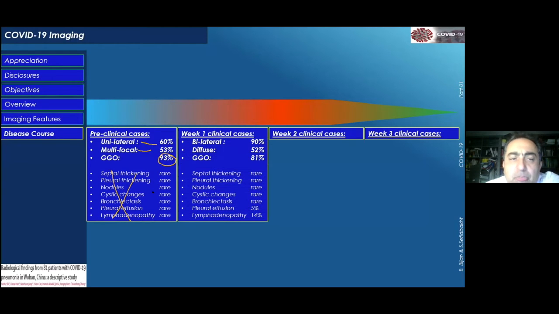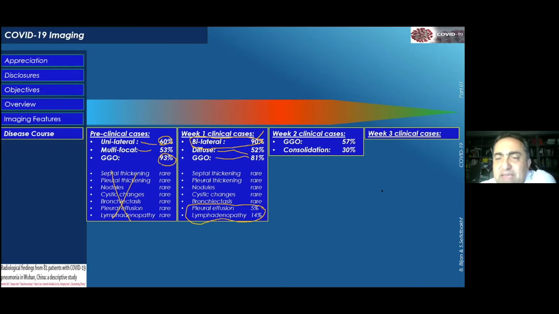Now, in the first week, what happens? In the first week of the disease, that unilateral pattern turns into bilateral. So 60% of the early cases may be unilateral, but now 90% are bilateral. So during the first phase of the disease, you are supposed to see bilateral disease. And then 50% show diffuse disease. Still 80% of them have GGOs. Findings like pleural effusion and adenopathy are seen in 5 to 10% of those cases. So 1 out of 10, 2 out of 10 of those cases may show pleural effusion or adenopathy in the first week.